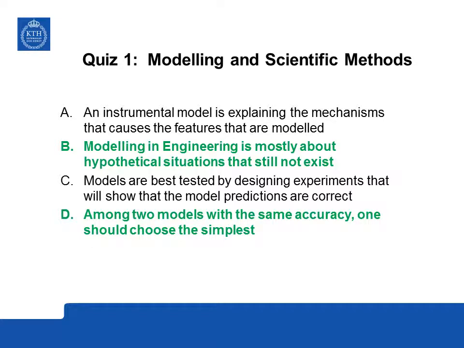Correct answers are B. Modeling and engineering is mostly about hypothetical situations that still do not exist. And D. Among two models with the same accuracy, one should choose the simplest, the one that uses the fewest parameters.